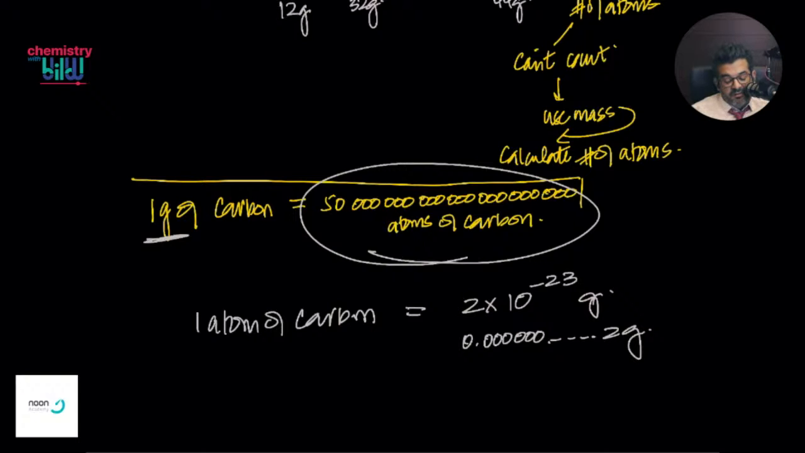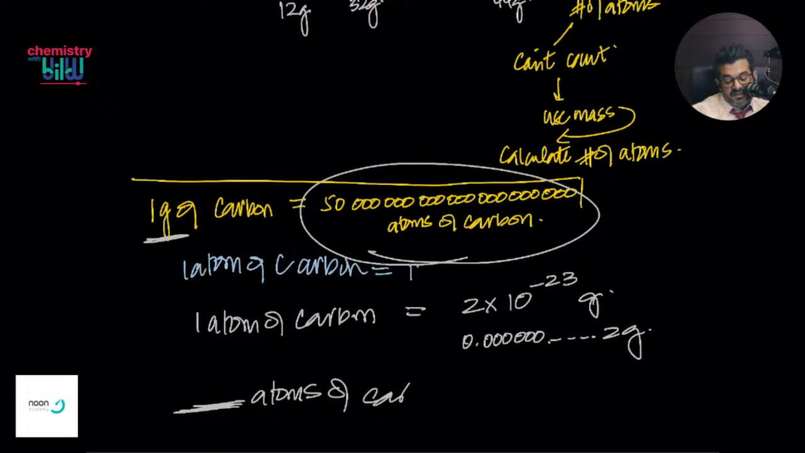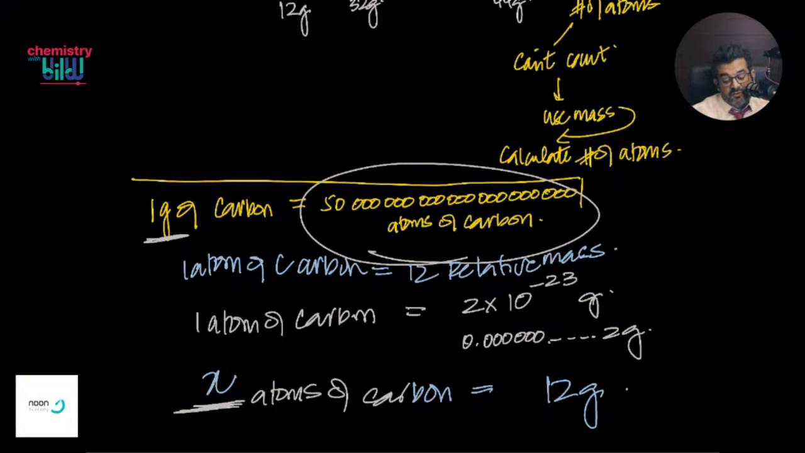So somebody asked, how many atoms will it take for carbon? Because we knew one thing: that 1 atom of carbon has a relative mass of 12. So what we said was, if 1 atom is this many grams, how many atoms would it take to have a mass of 12 grams, not 12 relative mass, because 12 relative mass would have just been 1 atom.